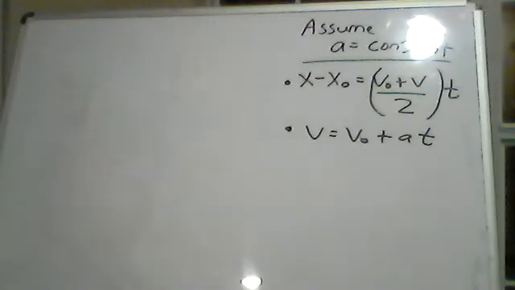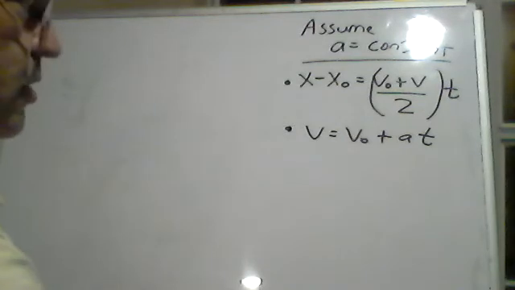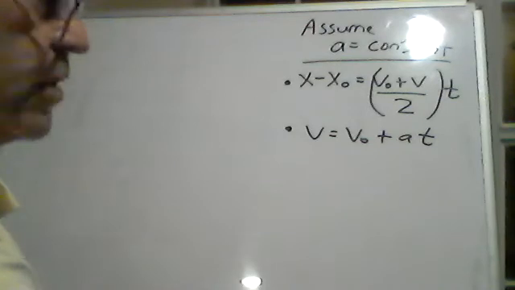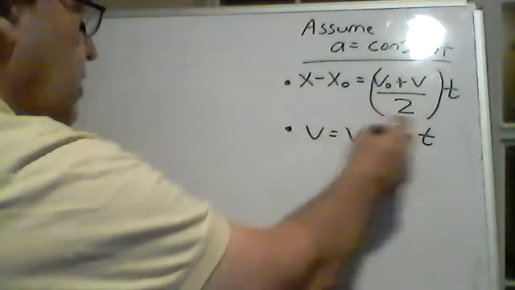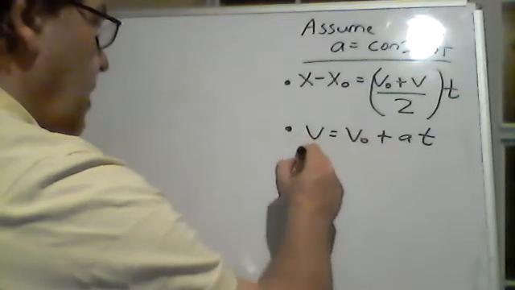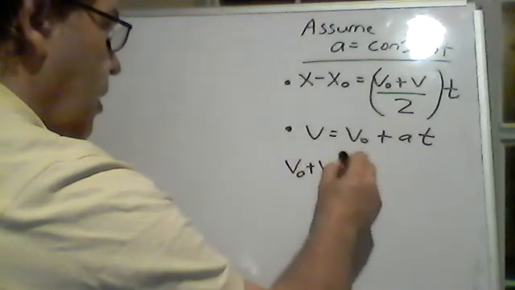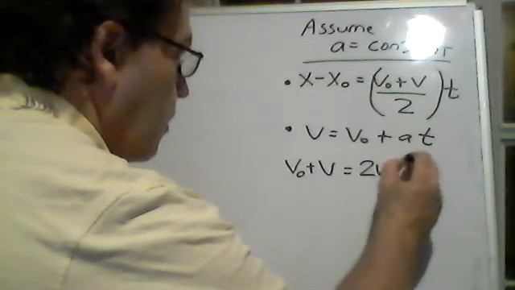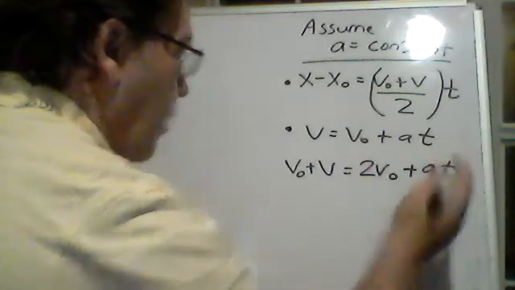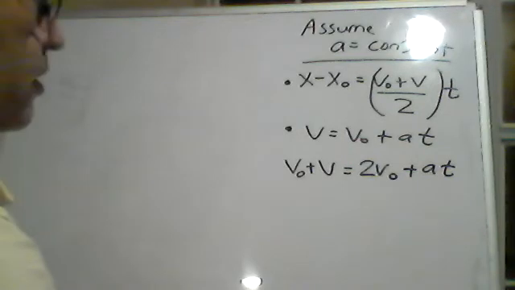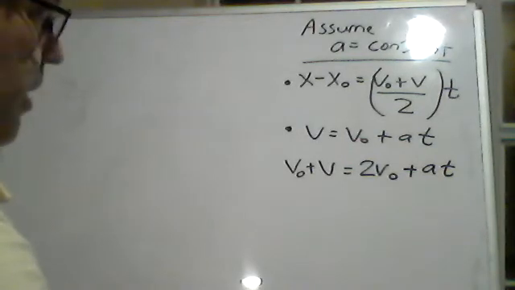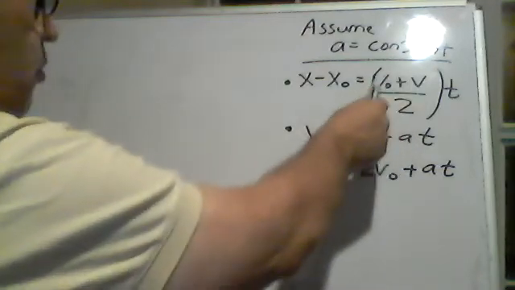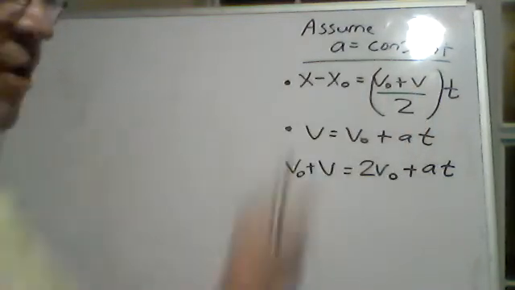I'm going to add v naught to both sides. And nobody says that I can't do that. I can add whatever I want to either side of an equation. So I'm going to take this equation and just add v naught. V naught plus v, and v naught plus v naught is 2v naught plus at. What I add to the right, I can add to the left. Again, you may wonder, why am I doing this? Well, I'll tell you why in a moment. What I'm trying to do is create this so I can substitute.